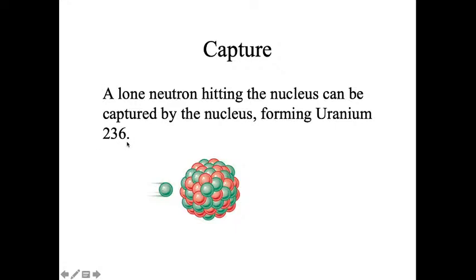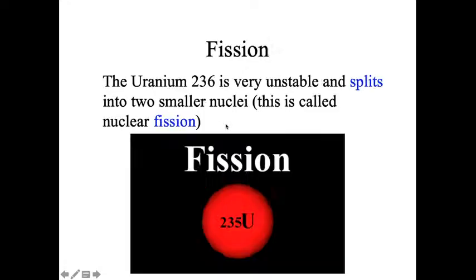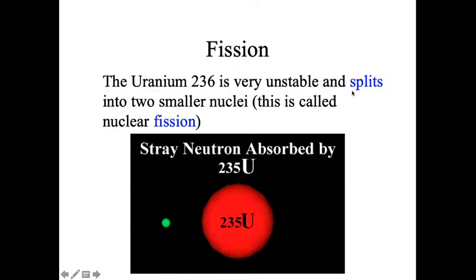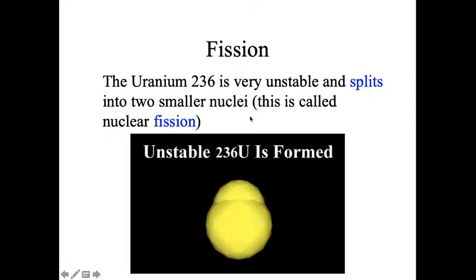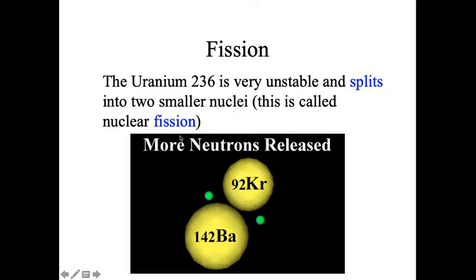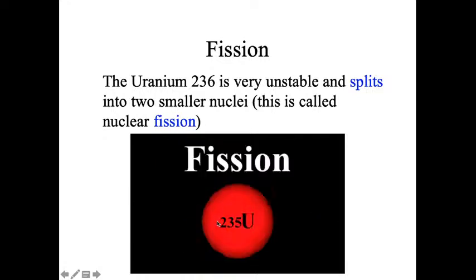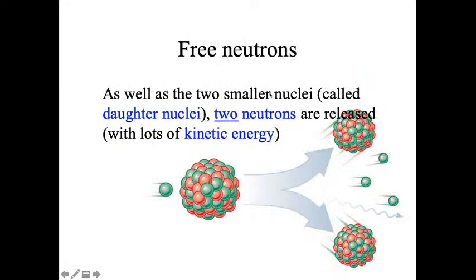So this number here is our atomic mass number. It's the total protons plus neutrons. Adding a neutron adds a number to that mass number, 236. So the new heavier uranium-236 is very unstable. It's so unstable that it'll split into two smaller nuclei. And whenever we're splitting apart nuclei, we're going to label that as a fission reaction. And in doing this splitting, we're actually releasing two more neutrons.